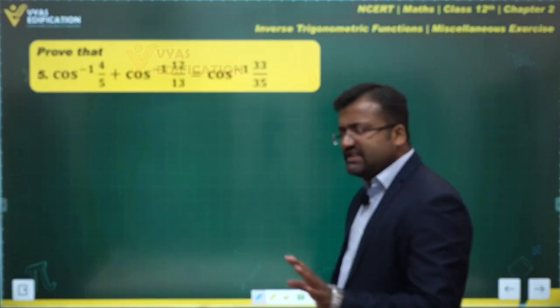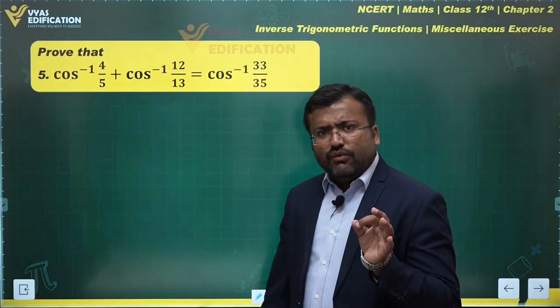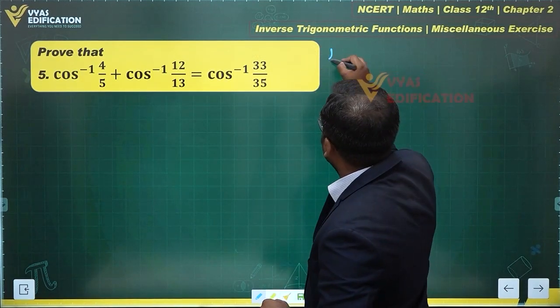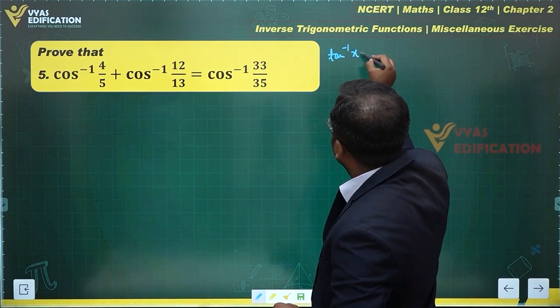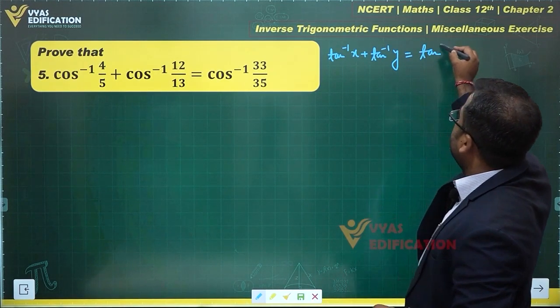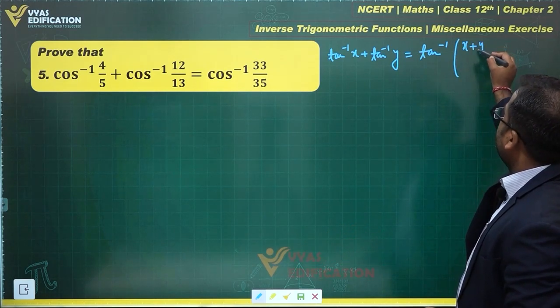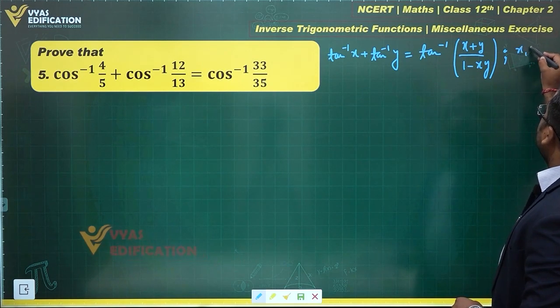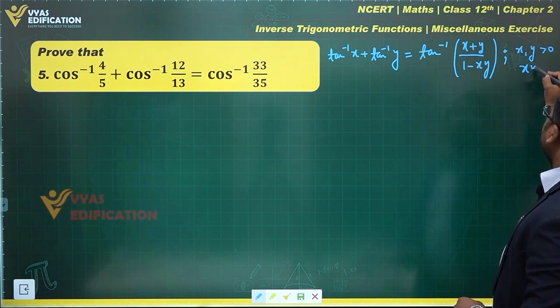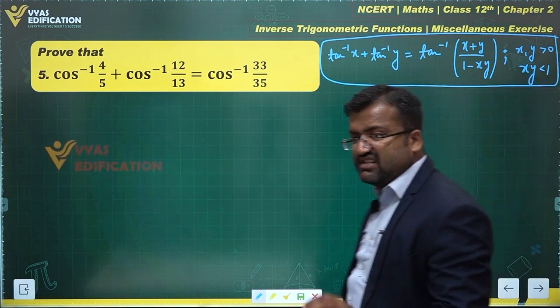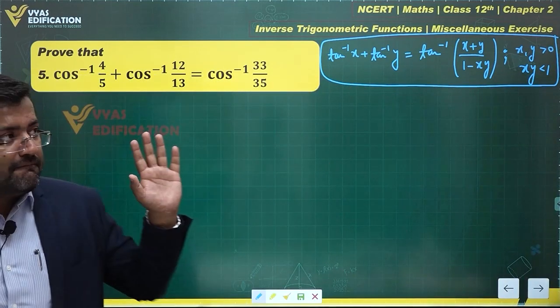We are supposed to deal with it in a similar manner. We know one result to add two inverse trigonometric functions, that is tan inverse x plus tan inverse y, and we'll use that. This is equal to tan inverse of x plus y over 1 minus xy, where x, y are greater than 0 and the product xy is less than 1. This is the result that we are looking to apply.